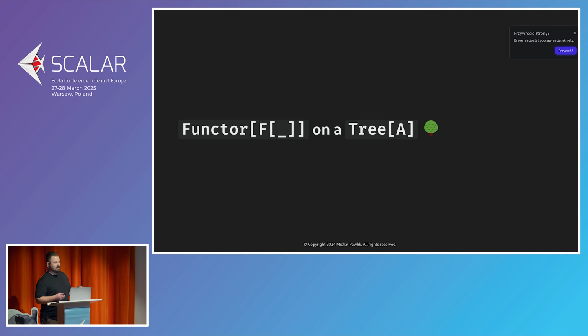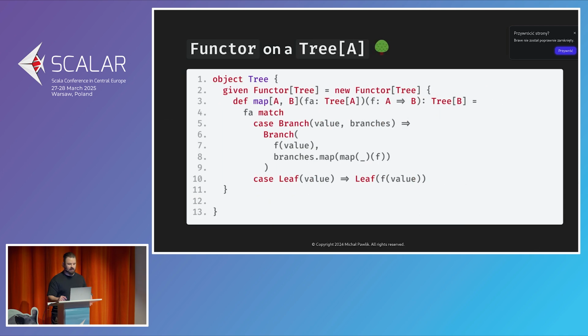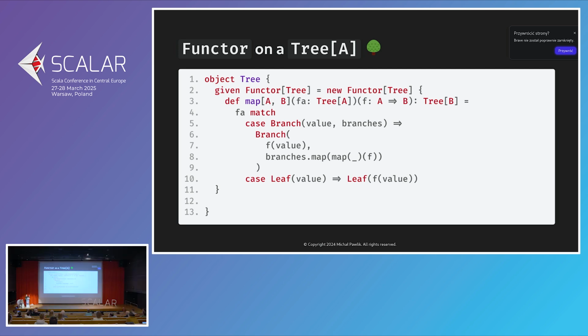Now, a functor could be encoded like that. Noel told us about encoding and how it should be hidden away from us. So we are now the library authors. We take the responsibility of hiding that. So this is how we essentially implement the functor for this kind of structure.